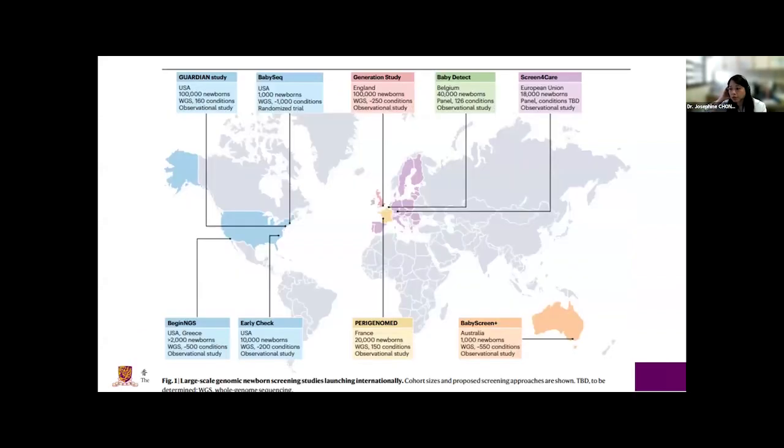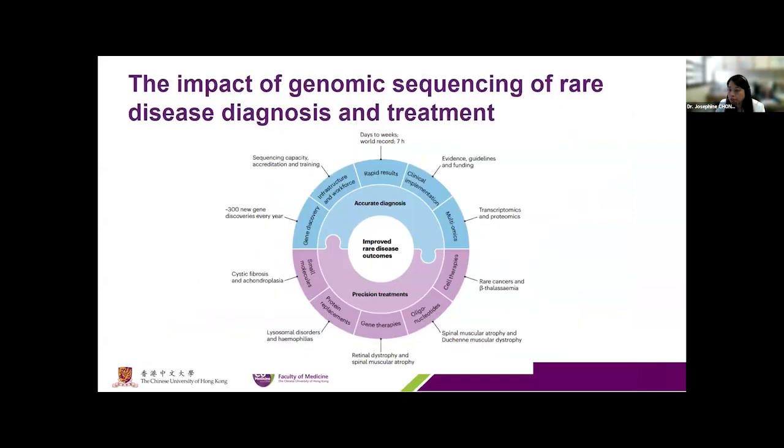So there are different types of newborn genomic screening studies launching internationally. You can see from this diagram that it shows different cohorts with different sizes and also different panels. Some of them have more conditions, some have fewer conditions. If you're interested, you can also read the paper that I've just mentioned, because in all these different programs there are a lot of different messages that you may also consider when you are planning or thinking about whether genomic screening should be in that locality.